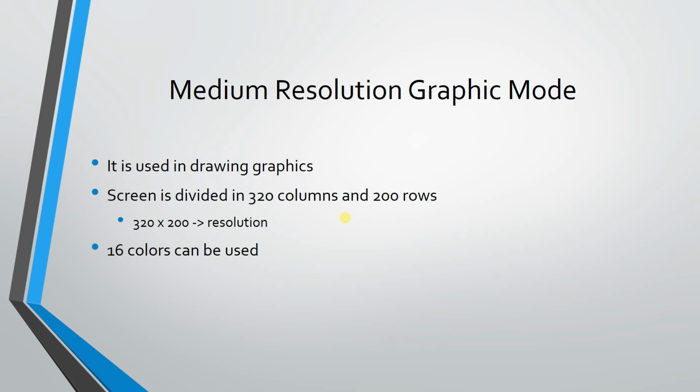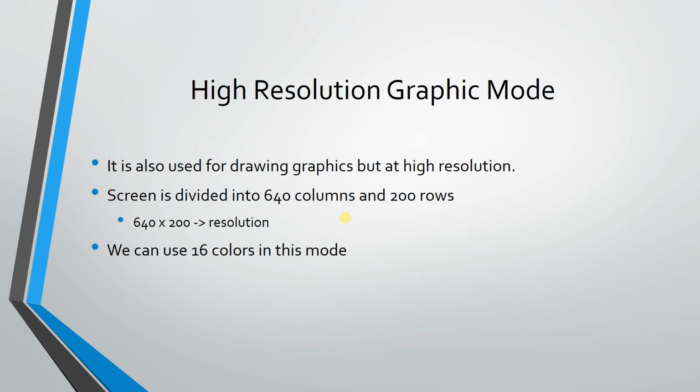Our next type of graphical mode is the medium resolution graphic mode. This mode is used in drawing graphics. Our screen is divided into 320 columns and 200 rows. In this graphical mode, we can also use 16 colors, and if my screen is divided into 320 columns and 200 rows, then my screen resolution will be 320 by 200. To count the columns and rows, we start from 0 up to 319 for columns, and for rows we start from 0 up to 199.